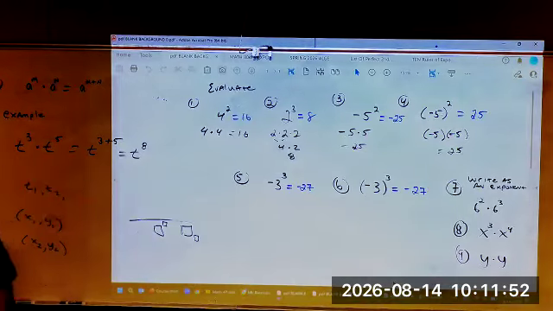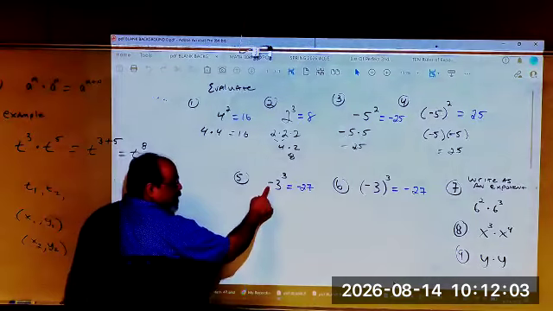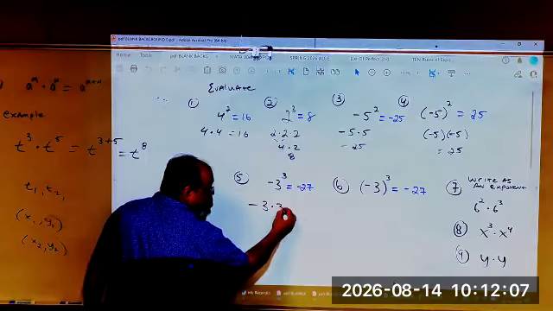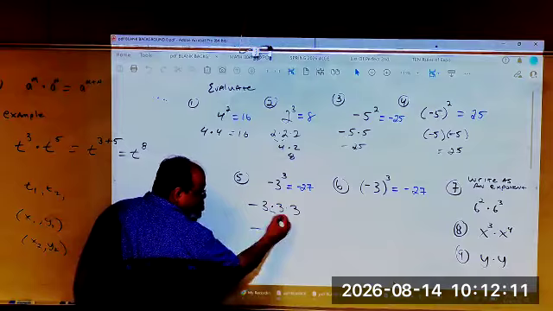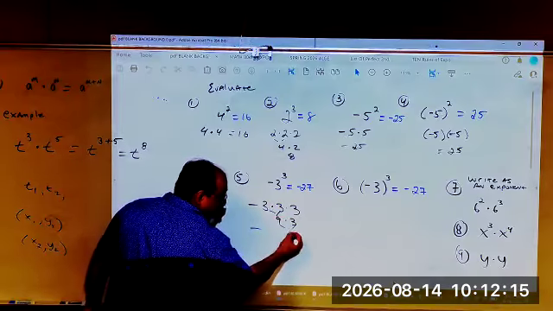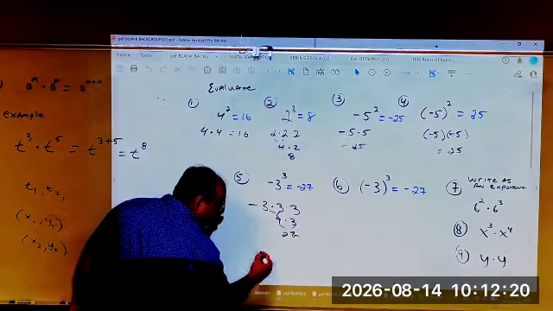That's the difference. Is there a parentheses or not? Here there's no parentheses, so it's a single negative, and then you have a 3 times a 3 times a 3. 3 times 3 is 9, and then times that last 3, 9 times 3 is 27. So it's a negative 27.